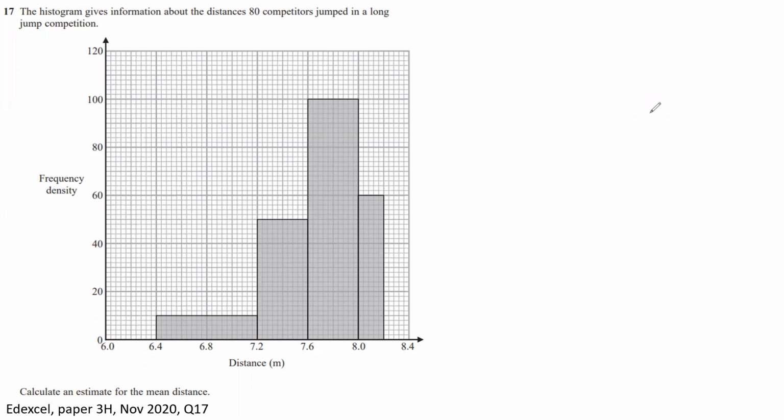So today we're going to be taking a look at this question where we've been given a histogram of distances that 80 competitors jumped in a long jump competition. We've been asked to calculate an estimate for the mean distance jumped.